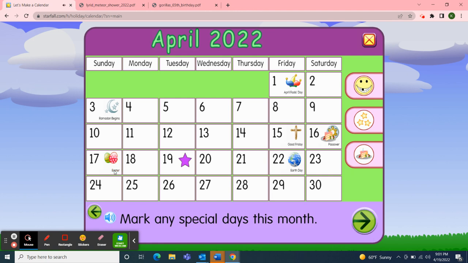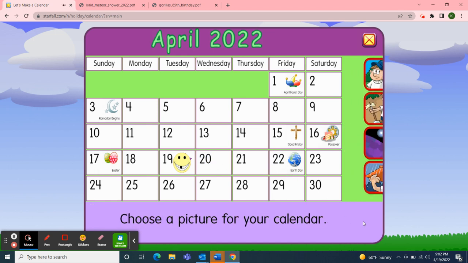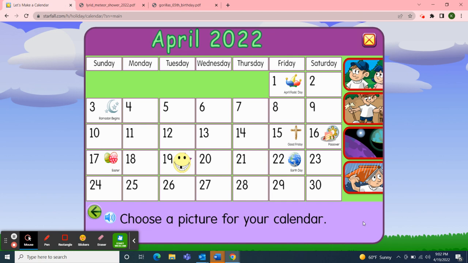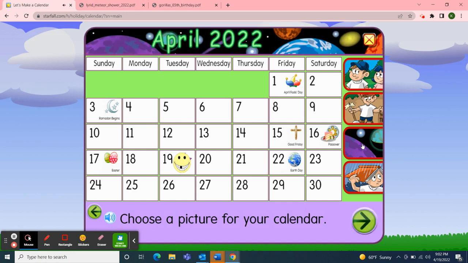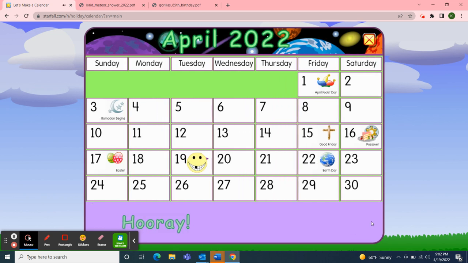And today is Tuesday, April 19th, so I'll pick up the smiley face and move it over to today's date. And then this week on Friday, April 22nd, we'll celebrate Earth Day. Next, I'll choose a picture to decorate our calendar, and I'm going to choose the planets in honor of Earth Day. We also have another birthday this month on Wednesday, April 27th. She'll be celebrating her 16th birthday. Now our April 2022 calendar is complete.